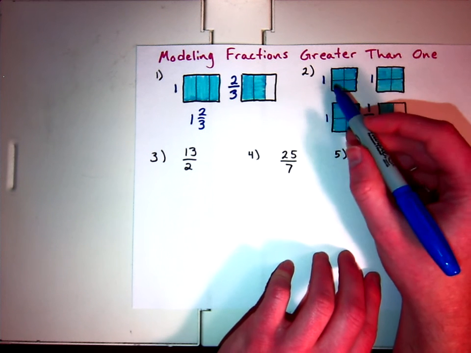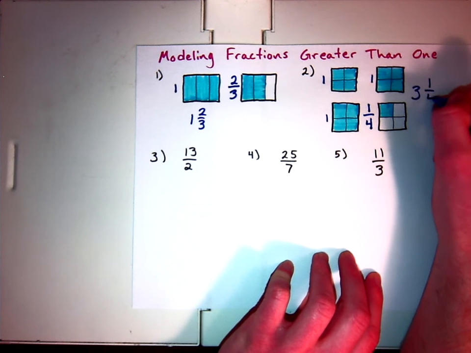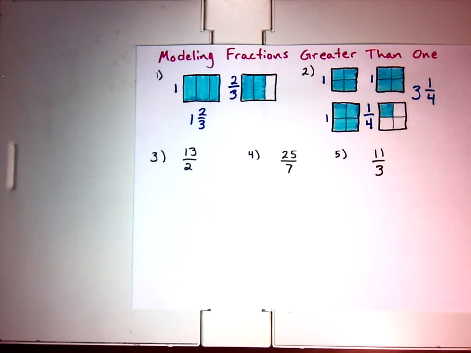So, well, I just add again. 1 plus 1 plus 1. 3 is my whole number. And I have 1/4. Right?